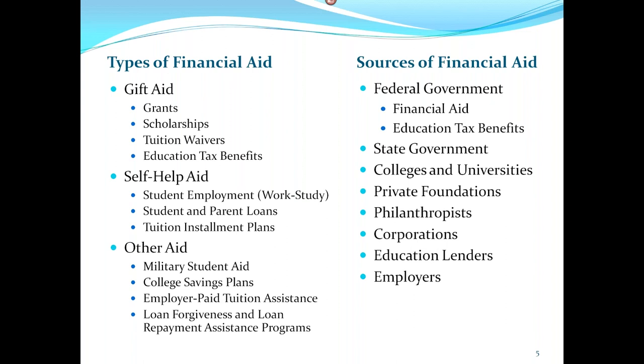So wealthy families may nevertheless qualify for need-based aid if they have multiple children in college at the same time, which decreases the EFC, or if they send their children to higher cost colleges, so the cost of attendance is higher. Either of these will increase the financial need and therefore the financial aid eligibility.